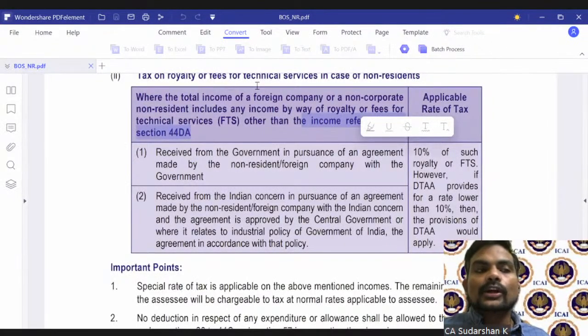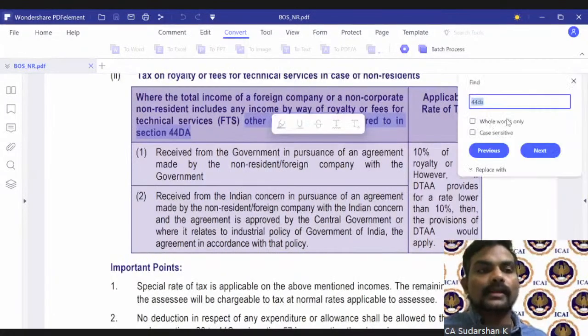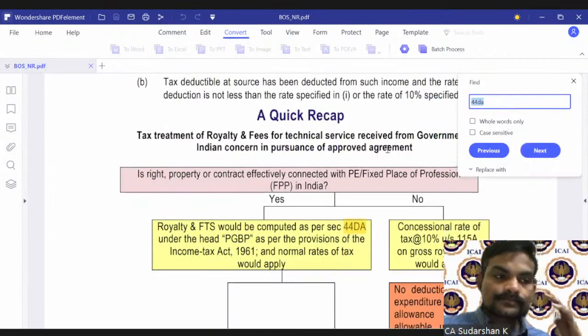So for any royalty or fees for technical services in case of non-residents, the 115A rate won't apply, because the section clearly says it is not applicable for income referred to in section 44DA. Now let's look at what 44DA is.